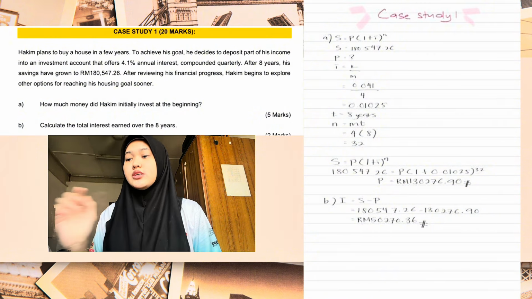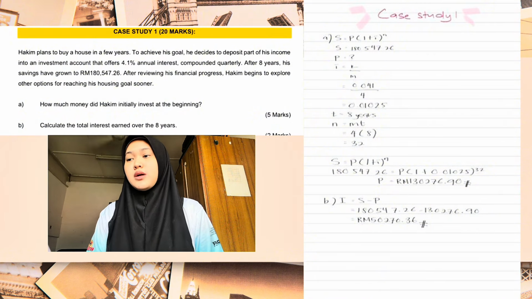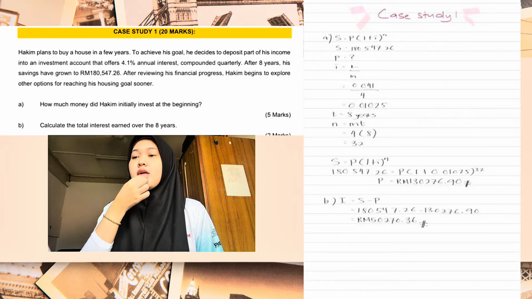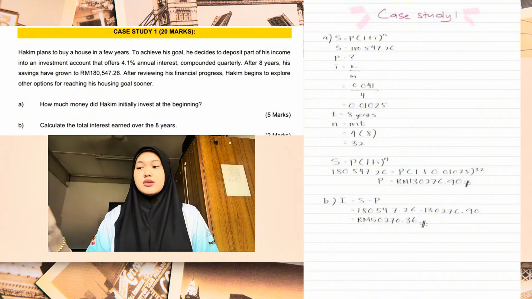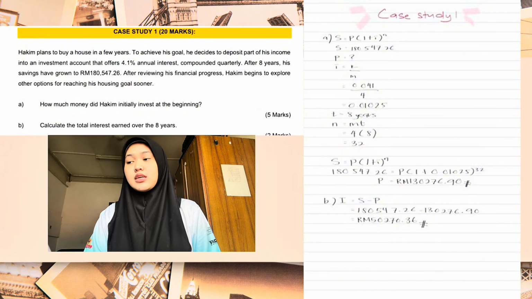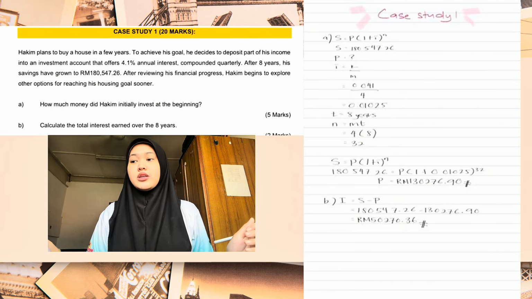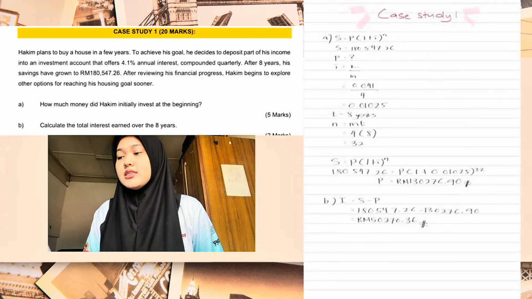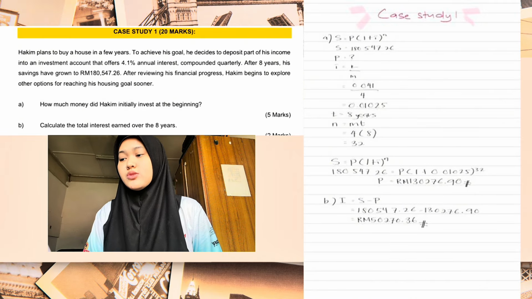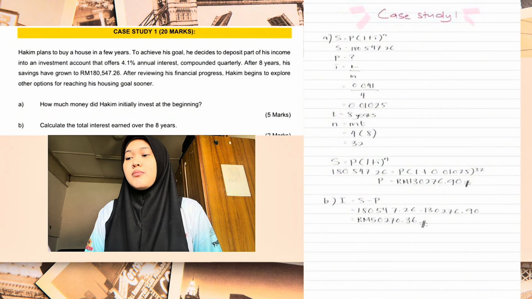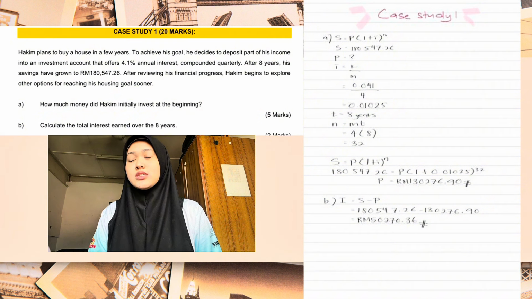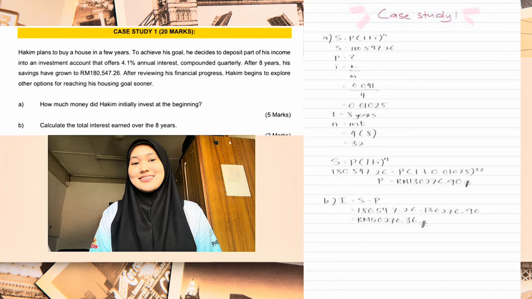So moving on to question B. Calculate the total interest earned over the 8 years. So how much money Hakim made in terms of interest over the 8 years? The formula is capital I equals to S minus P, and there's no problem because we already counted everything. So the S is already given in the question, so 180,547.26 minus 130,276 ringgit 90 cents equals to I, 50,270 ringgit 36 cents.